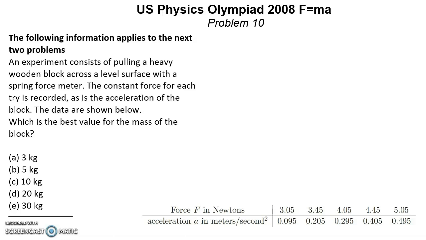Problem number 10. The following information applies to the next 2 problems. An experiment consists of pulling a heavy wooden block across a level surface with a spring force meter. The constant force for each try is recorded, as is the acceleration of the block. The data are shown below. Which is the best value for the mass of the block?